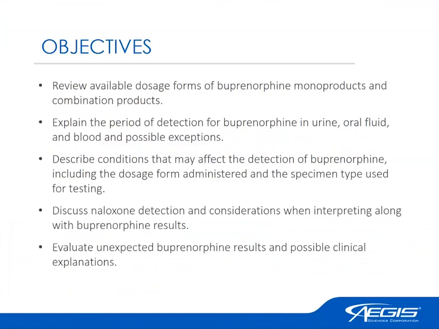Our objectives for today are to review available dosage forms of buprenorphine monoproducts and combination products, explain the period of detection for buprenorphine in urine, oral fluid, and blood, and some possible exceptions. We'll describe conditions that may affect the detection of buprenorphine, including the dosage form that's administered to the patient and the specimen type that is used for testing. We'll also discuss naloxone detection and considerations when interpreting these results alongside buprenorphine results. And we'll also evaluate unexpected buprenorphine results and possible clinical explanations for those results.